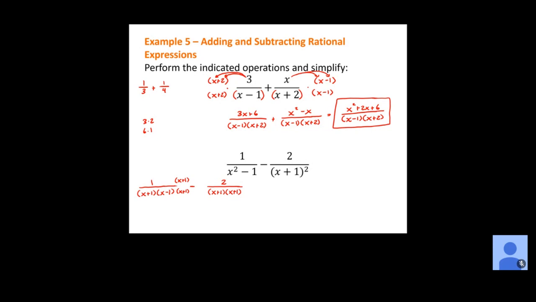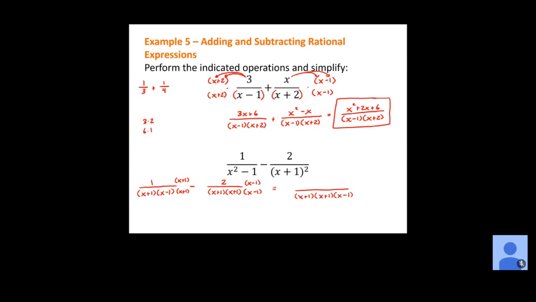Now, the second one is missing what? The x minus 1, right? So I have an x minus 1 in the first fraction. I don't have one over here. So I'm going to have to multiply this one by x minus 1 on top and bottom. Now I have exactly the same denominator in both, right? I've got two x plus 1s and I have an x minus 1. That's my common denominator. Come over here now. I'm going to have my x plus 1, x plus 1, x minus 1 is my common denominator.